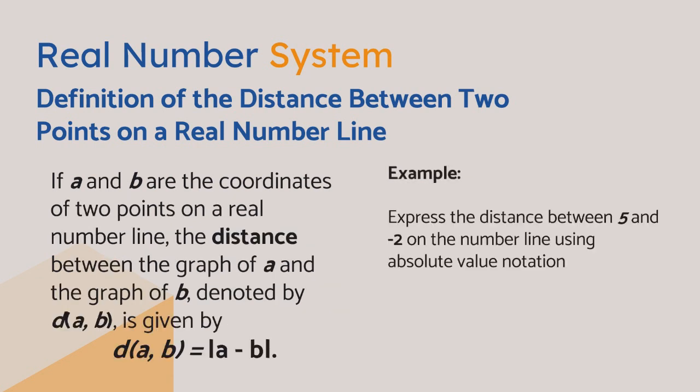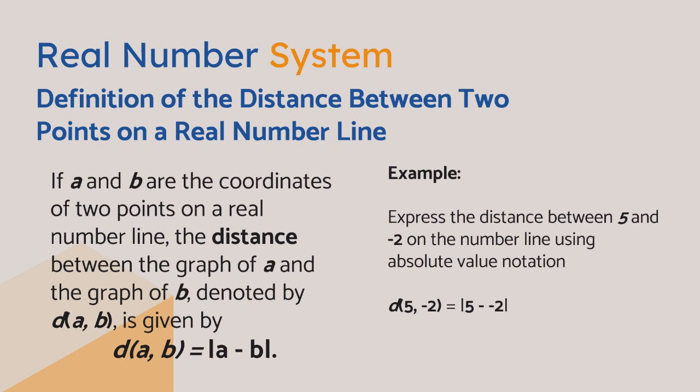We have here: express the distance between 5 and negative 2 on the number line using absolute value notation. So we just need to express this in absolute value notation. Simply put, all I need to do is write d, then 5 and negative 2 inside parentheses separated by a comma and space. The distance between 5 and negative 2 is equal to the absolute value of 5 minus negative 2.